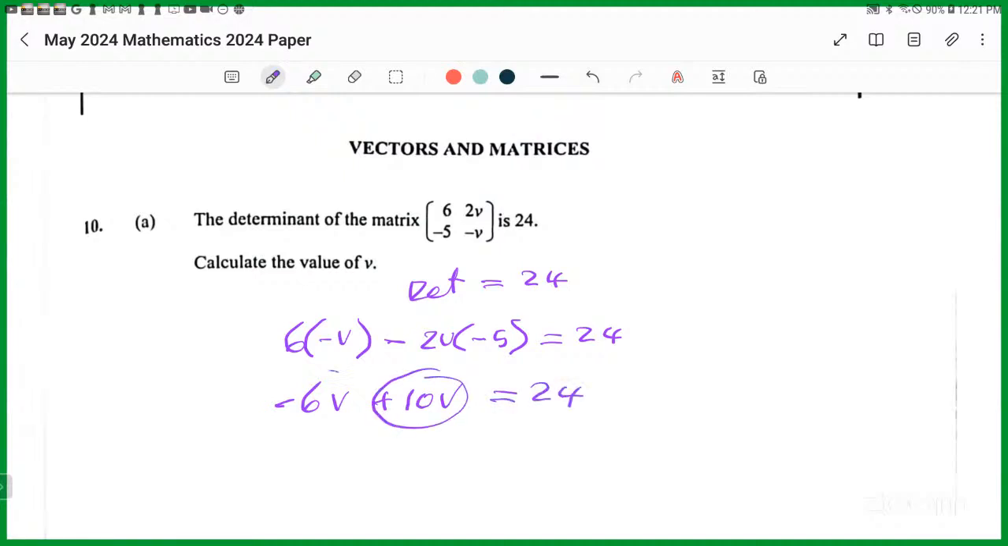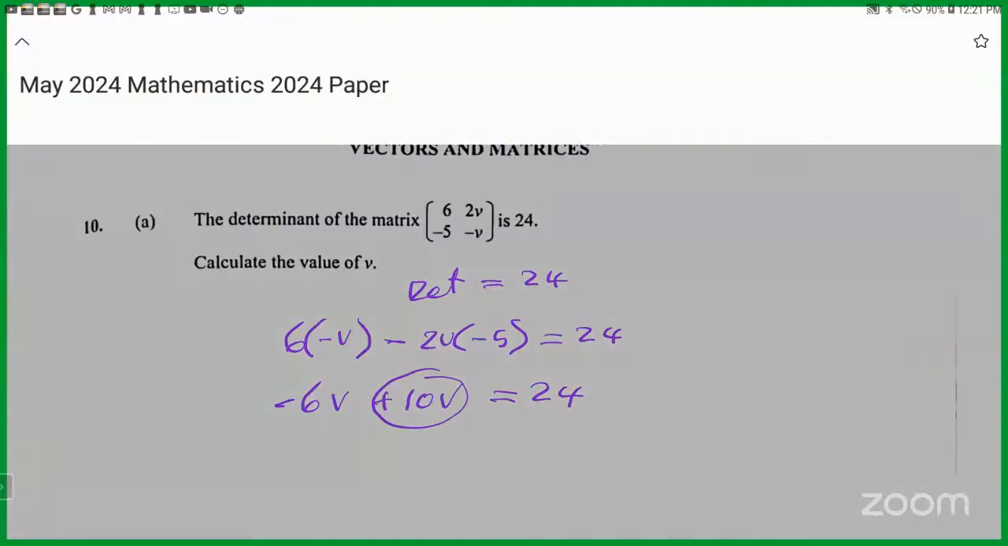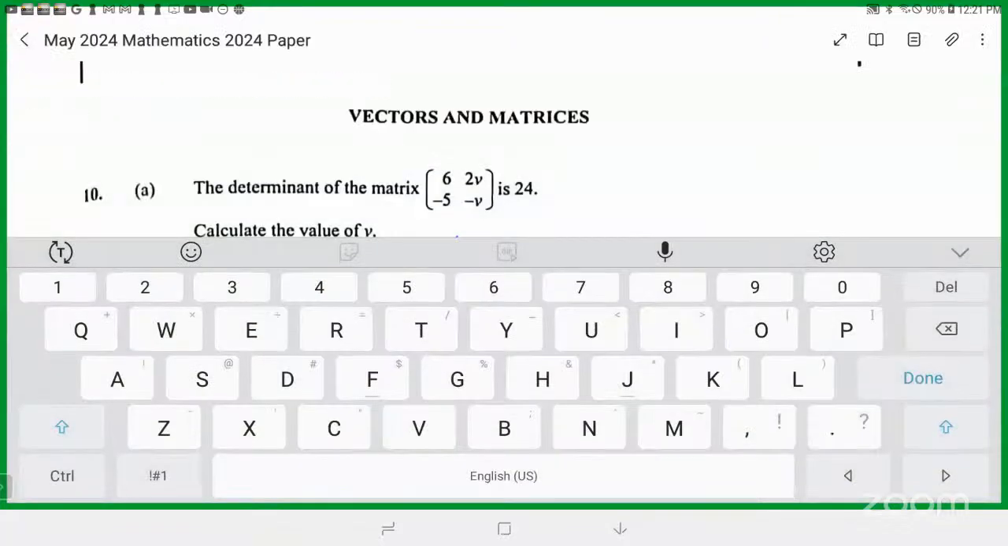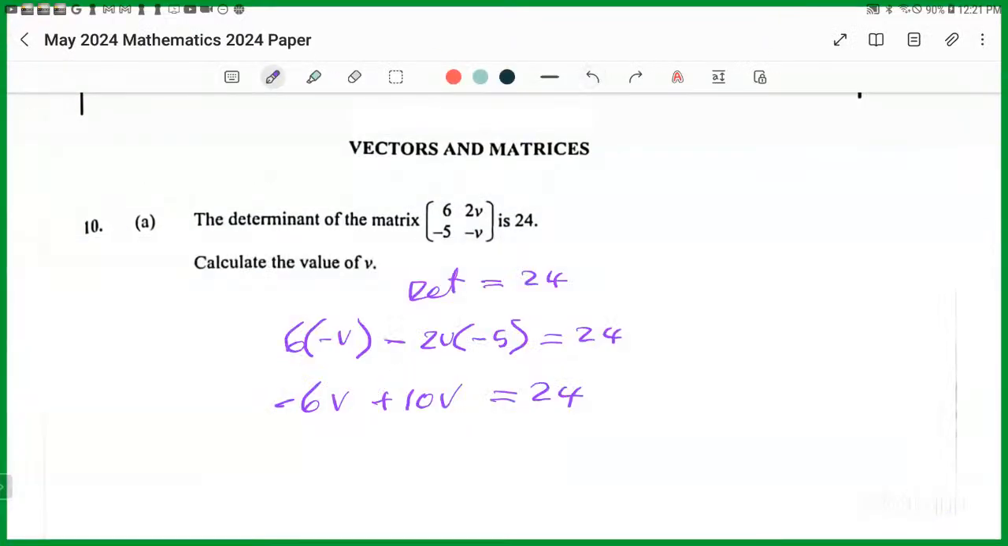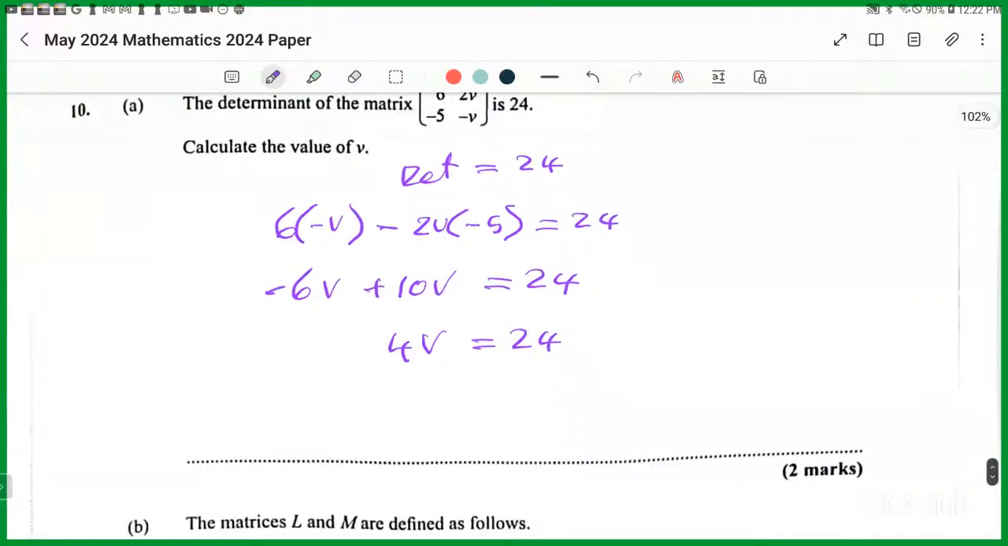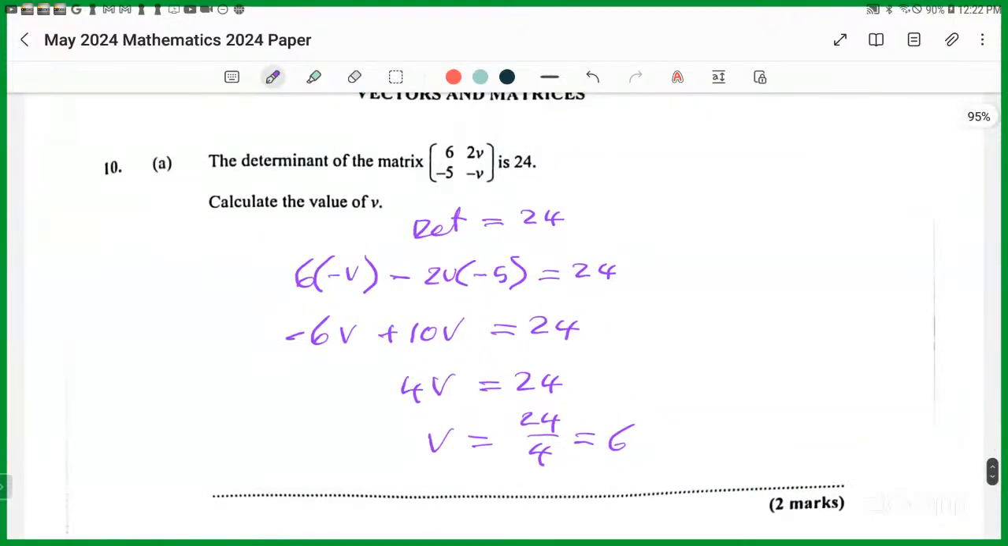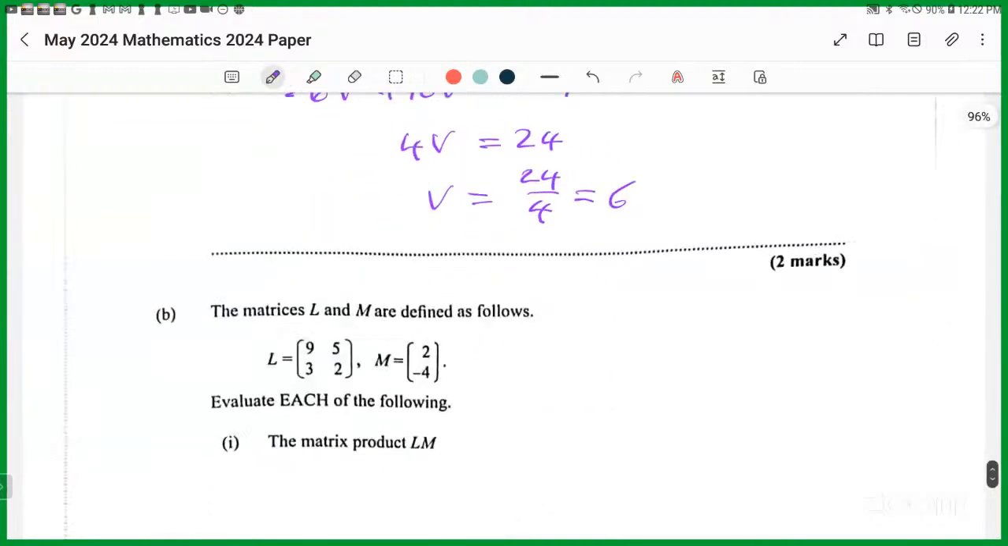So 10 minus 6 is 4V. So this is now 4V equals 24. Divide 24 by 4, we're going to get 6. So V equals 24 over 4, which is equal to 6. Do you understand that? Yes, sir. All right, good.